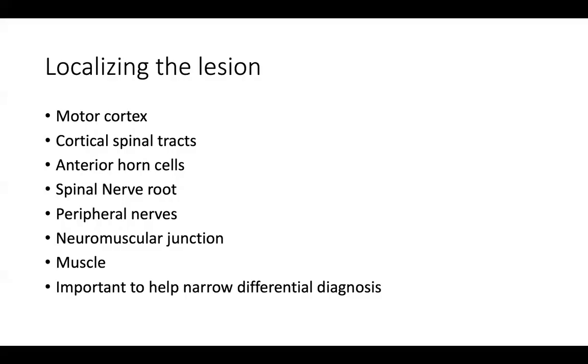So the next important thing to think about is localizing the lesion. Just as a reminder, the lesion in weakness can be anywhere from the motor cortex all the way down to the muscle, with every branch point in between. And we'll talk about when to think about or how to evaluate each of those different points later in the presentation. And this is incredibly important because it narrows the differential diagnosis.